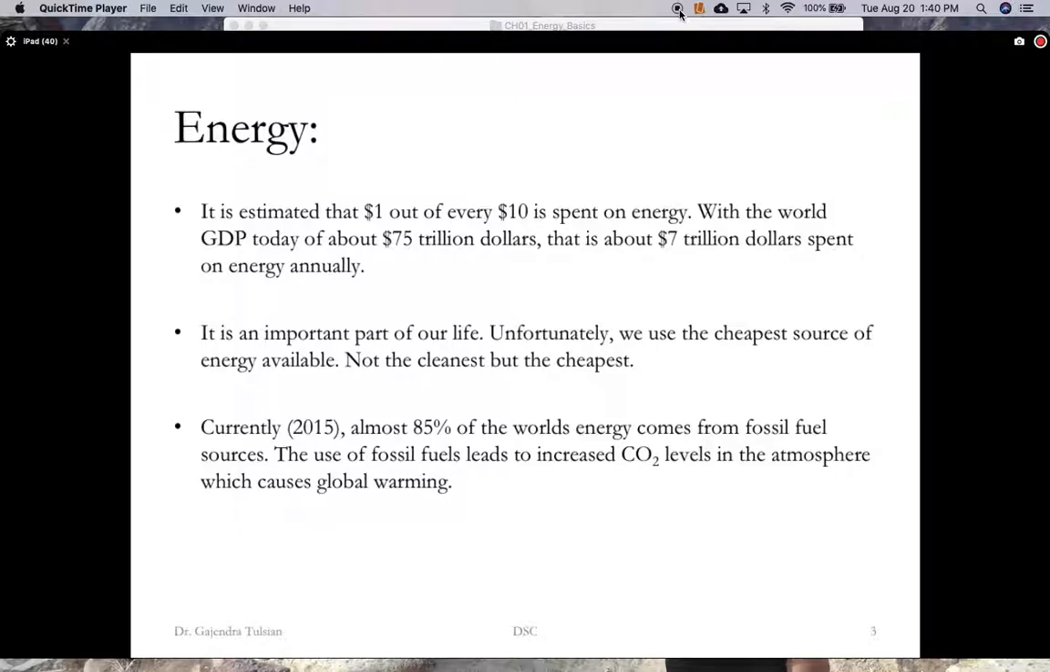So for instance, the world temperature has risen by over 1 degree Celsius since early 1900. Because we are getting most of our energy from fossil fuels, we are raising CO2 levels in the atmosphere, which is causing global warming. Okay, so that is the problem.